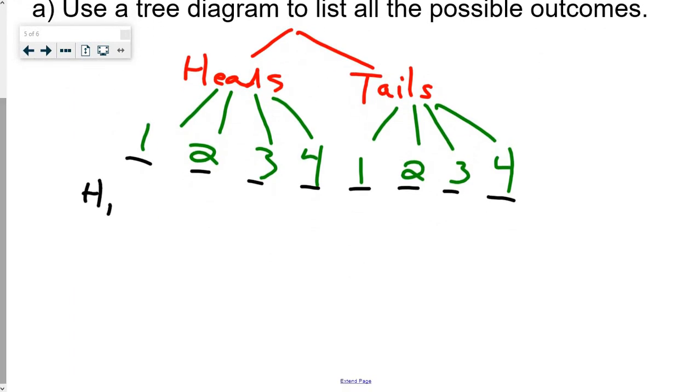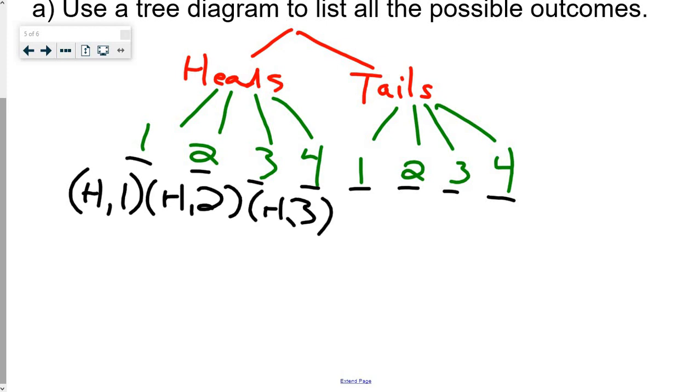and the sample space would be H1, H2, H3, etc.